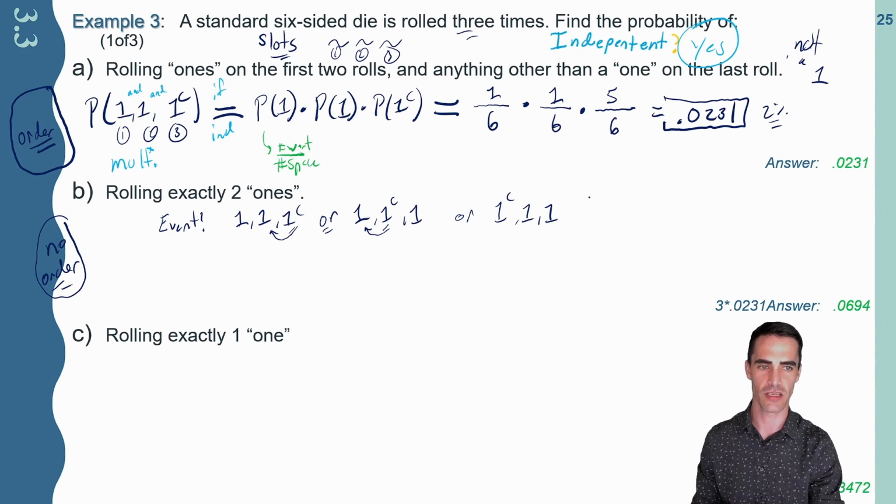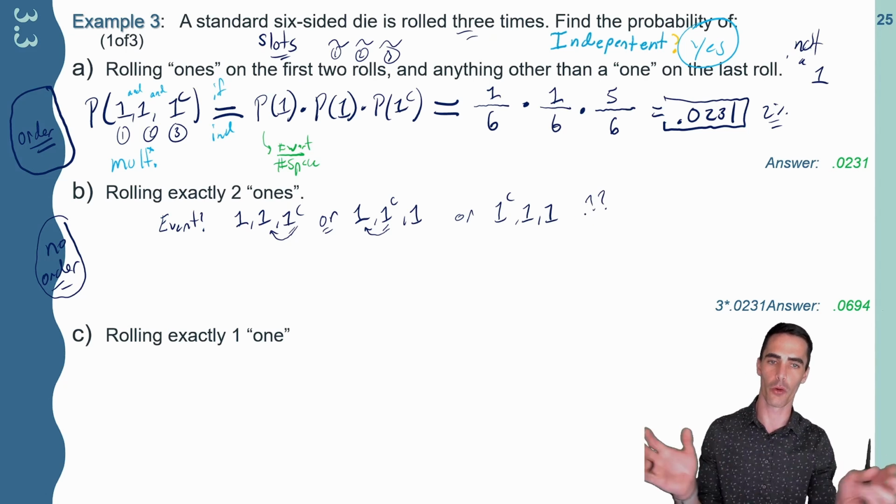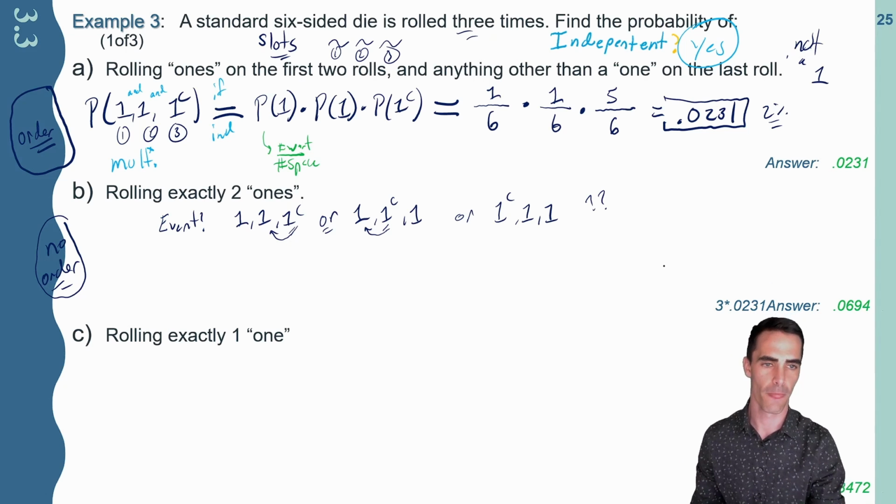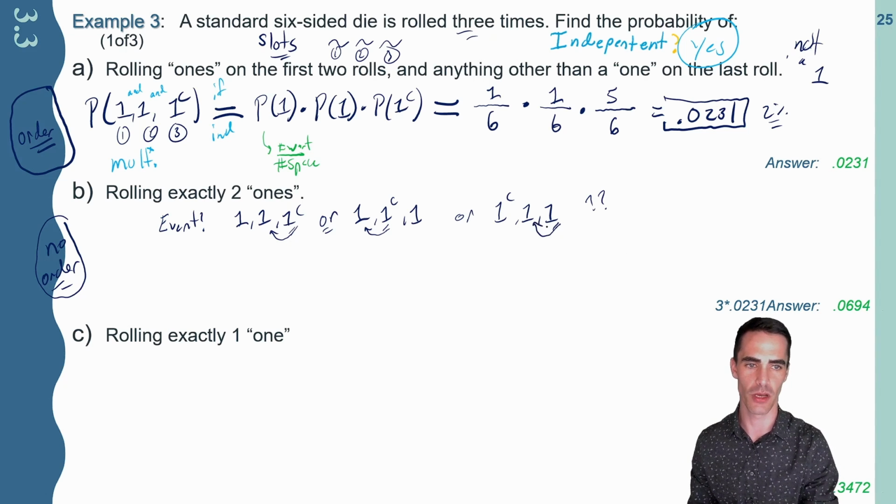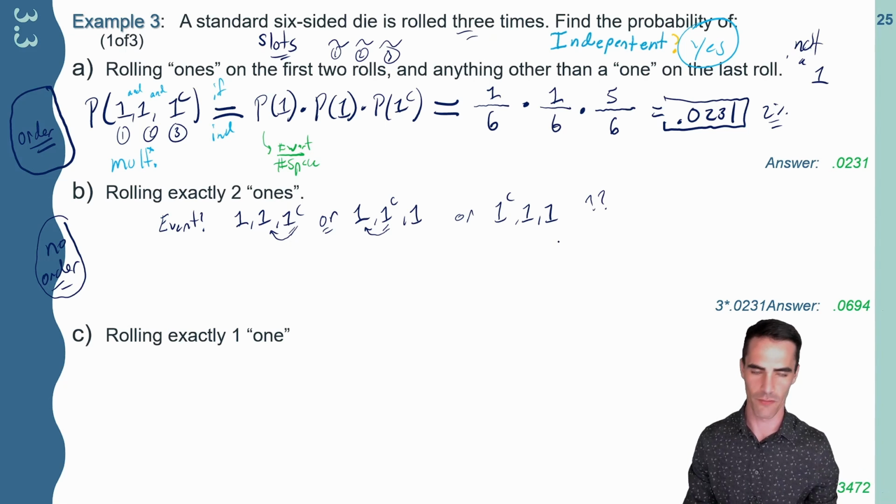And then we need to think to ourselves, is that all of them? Are there any more orderings? Can I move them around? You might be tempted to move this one and switch it with that one, but that's just ones. There's no different ordering involved there. It's still a 1 and a 1. So that's it. There are 3 different orderings.